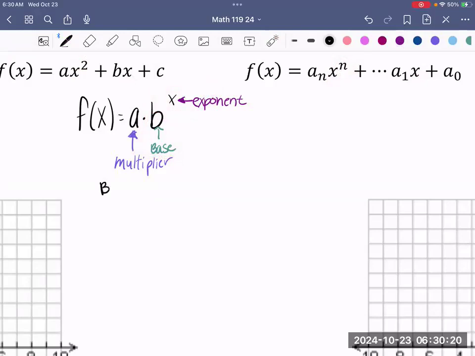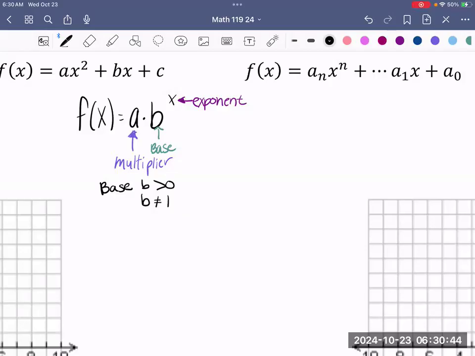Now let's take a look at what your restrictions might be for an exponential. So with your base, base b, has to be greater than 0, as well as your base is not able to be 1. Now let's take a look at why that might be. So your base b being greater than 0, right? We're dealing with non-negative numbers.